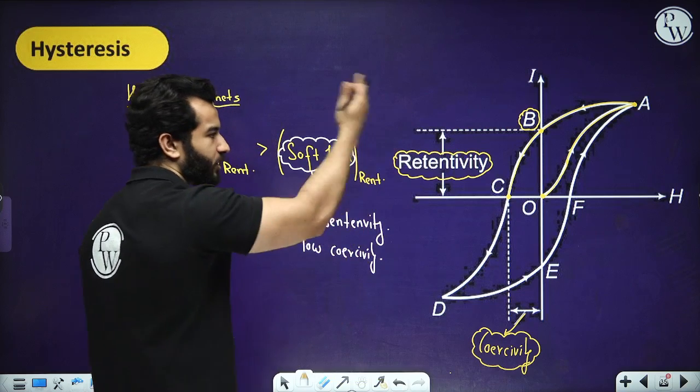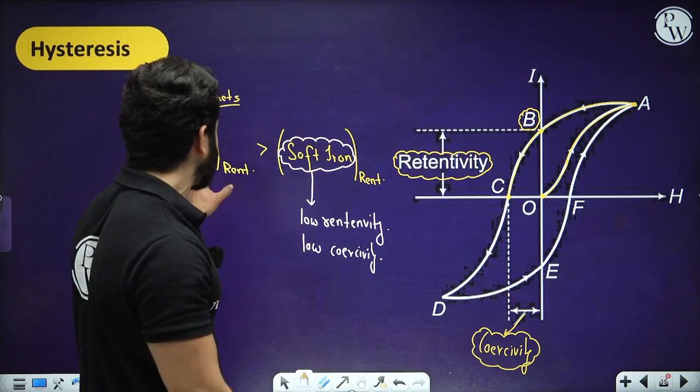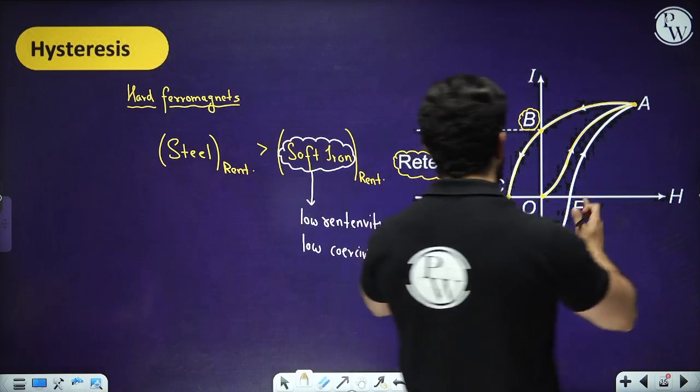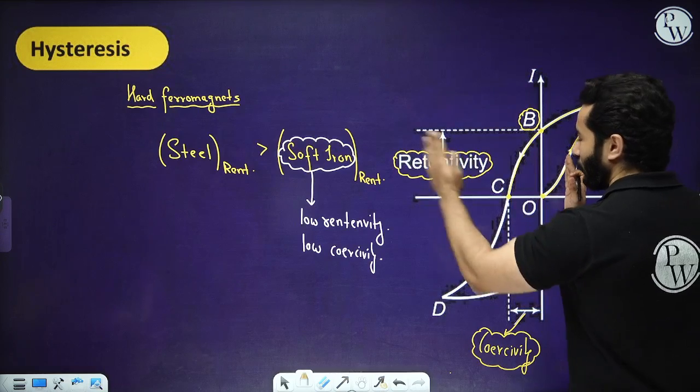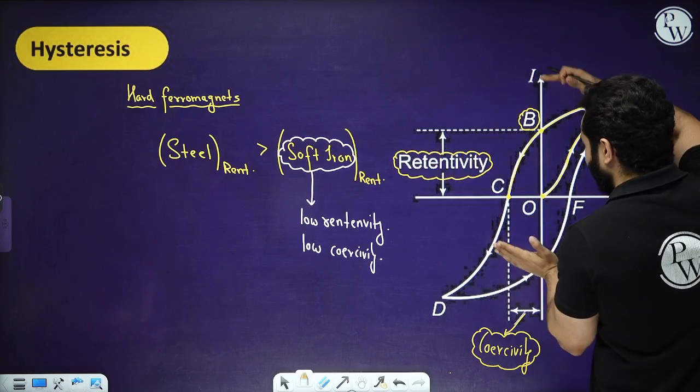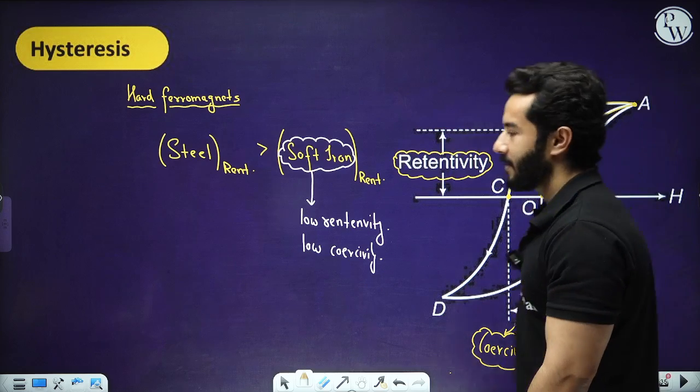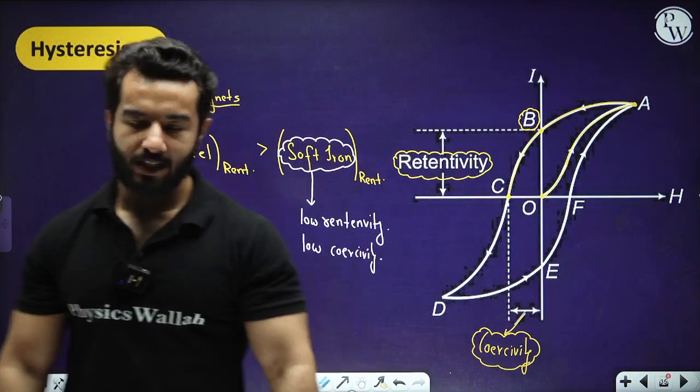So let's suppose this is the graph of steel. Soft iron will have low retentivity, so it will be a shrinkier graph. That means for steel it is a broader graph, and the height will also be a little less, right? Hopefully everything is clear till this point.